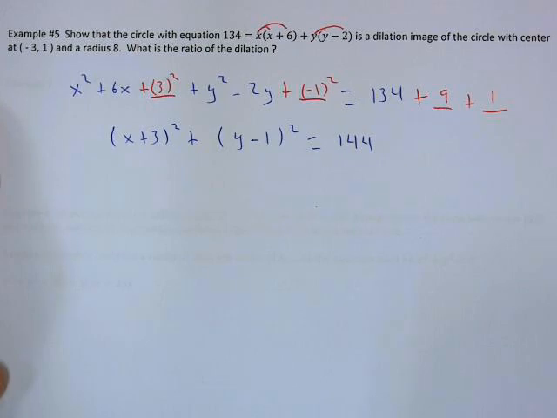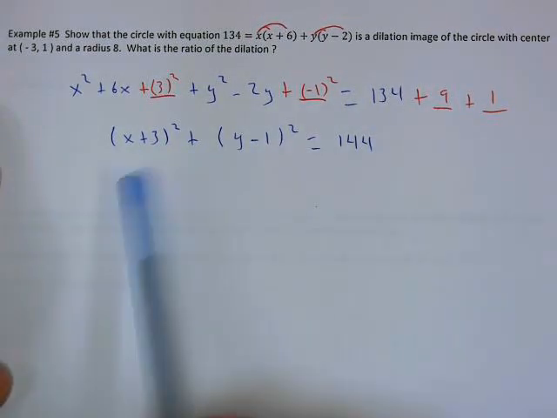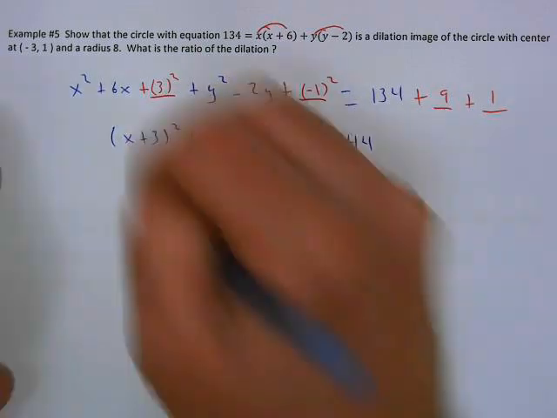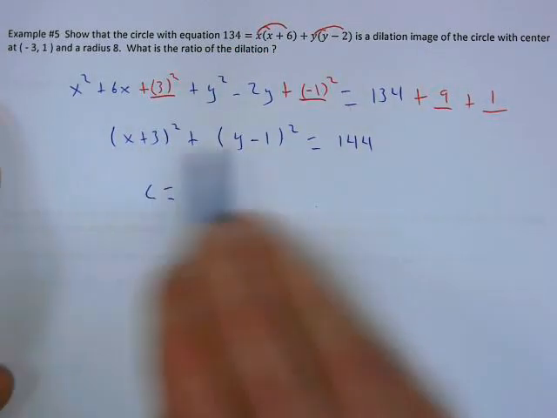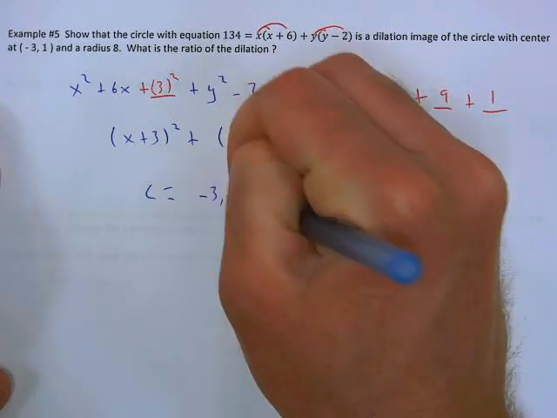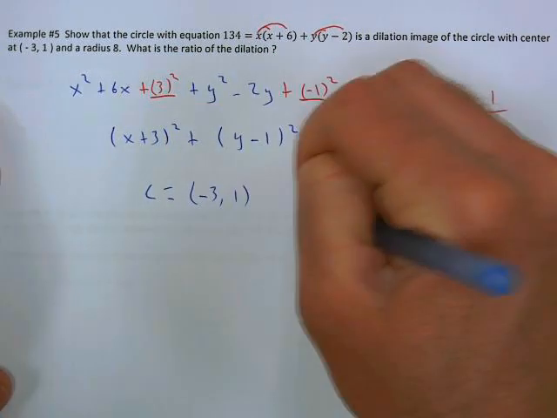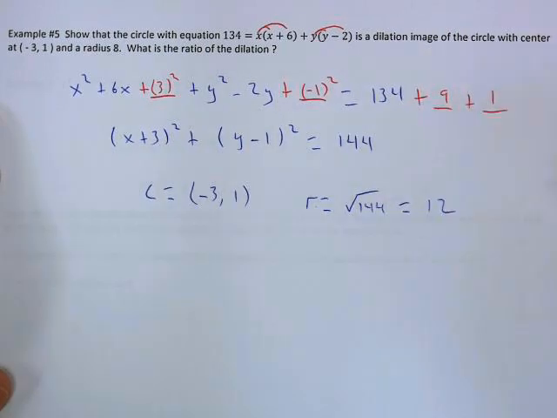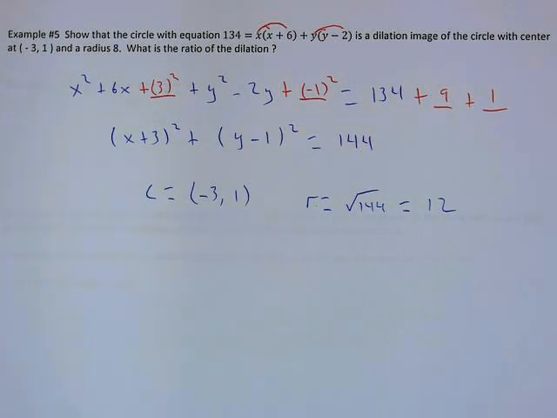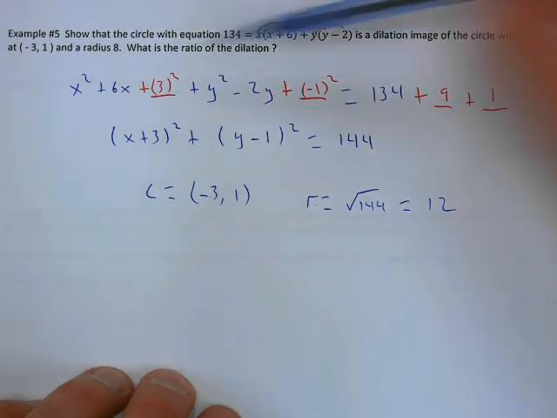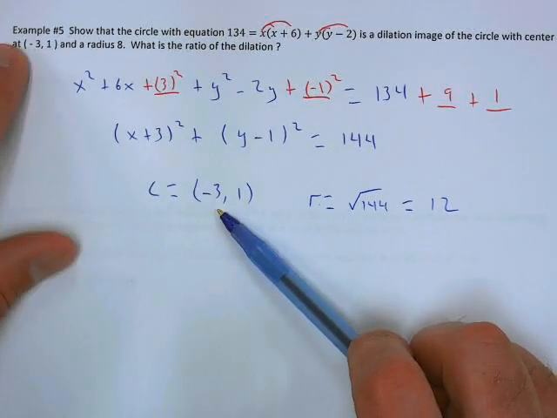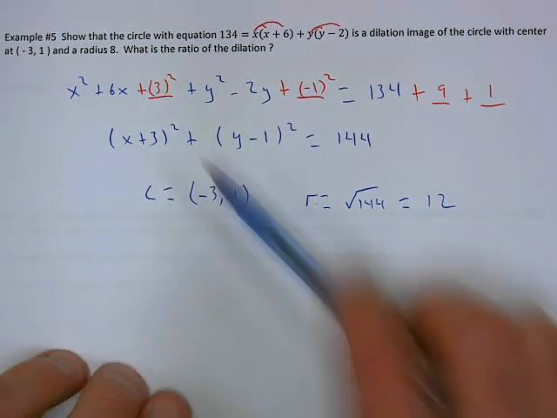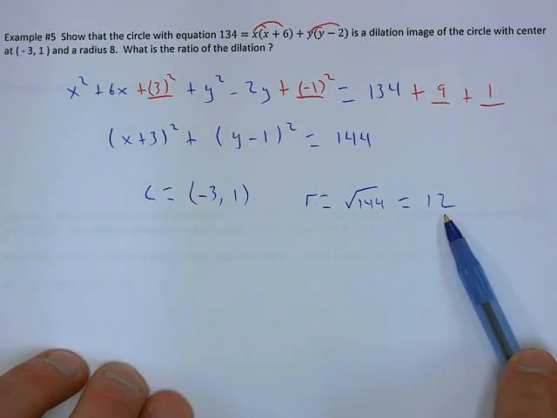Okay. All right, so now we've got it in descriptive form. Now I can identify my center and my radius for this circle. My center is going to be at -3, +1. And my radius is going to be the square root of that number, which actually worked out nice. That is a perfect square. The square root of 144 is just 12. Okay. All right. So yeah, we can see that our circle here is just a dilation of this other circle. The centers are the same, so they're in the same spot. They just made one bigger than the other. It had a radius of 8. They made it bigger until it had a radius of 12.